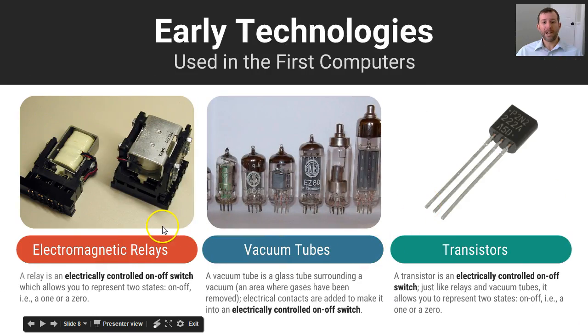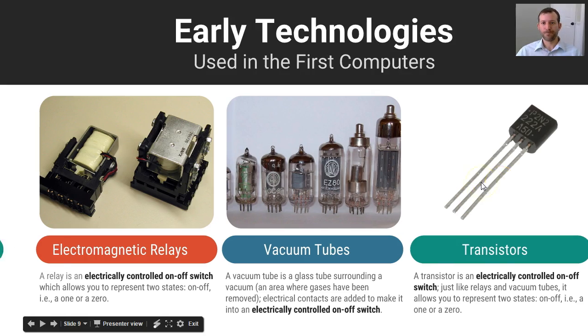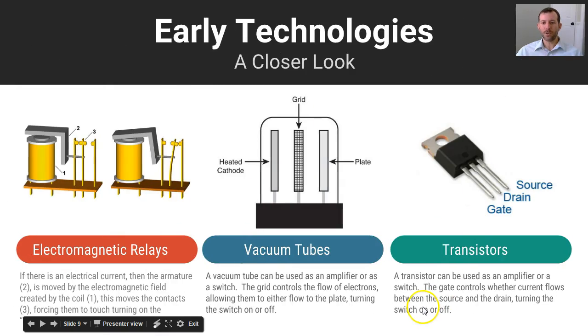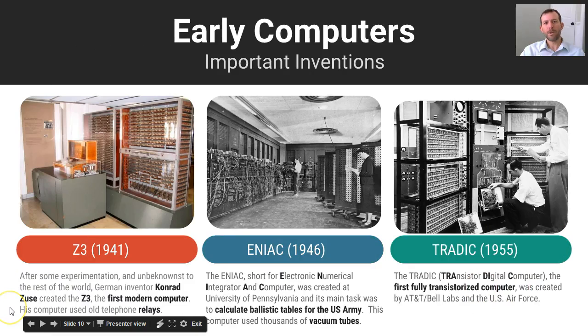Early on, electromagnetic relays were used as this glorified on-off switch. We moved to vacuum tubes, and then one of the best inventions of the 20th century that changed mankind, the transistor. If you look at any of these early technologies that were used to represent ones and zeros, they all have the same thing in common. They're controlling using the power of electrical current to represent ones and zeros. Let's talk about some of man's early electronic computers.